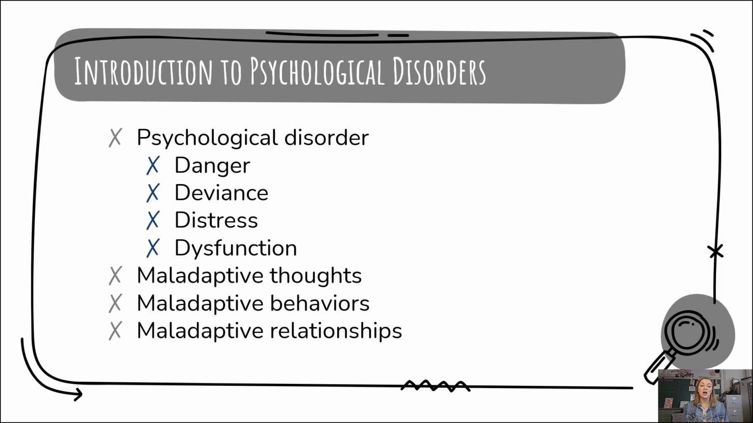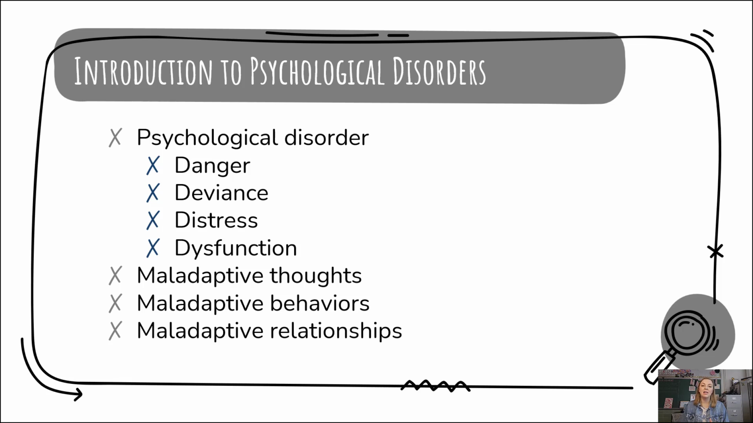Maladaptive behaviors are actions people take to deal with stress or emotions, but instead of helping, they make things worse in the long run. For example, let's say someone is feeling overwhelmed at school. Instead of addressing their workload, they procrastinate, avoid responsibilities, or engage in unhealthy habits like excessive gaming, overeating, or substance abuse. While these behaviors might provide temporary relief for the person feeling overwhelmed, they don't solve the root of the problem and can create even more stress.